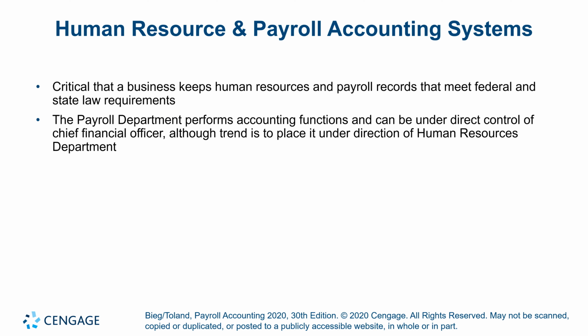The payroll department performs accounting functions that can be under direct control of the CFO, which is more or less the accounting finance department. But as we discussed in class, it can also be under the control of the human resources department. Whether payroll is mainly under accounting and finance, or mainly under human resources, they have to work closely with both of these departments, right? So payroll people have to be able to work closely with the accounting and finance department, and also the human resources department.